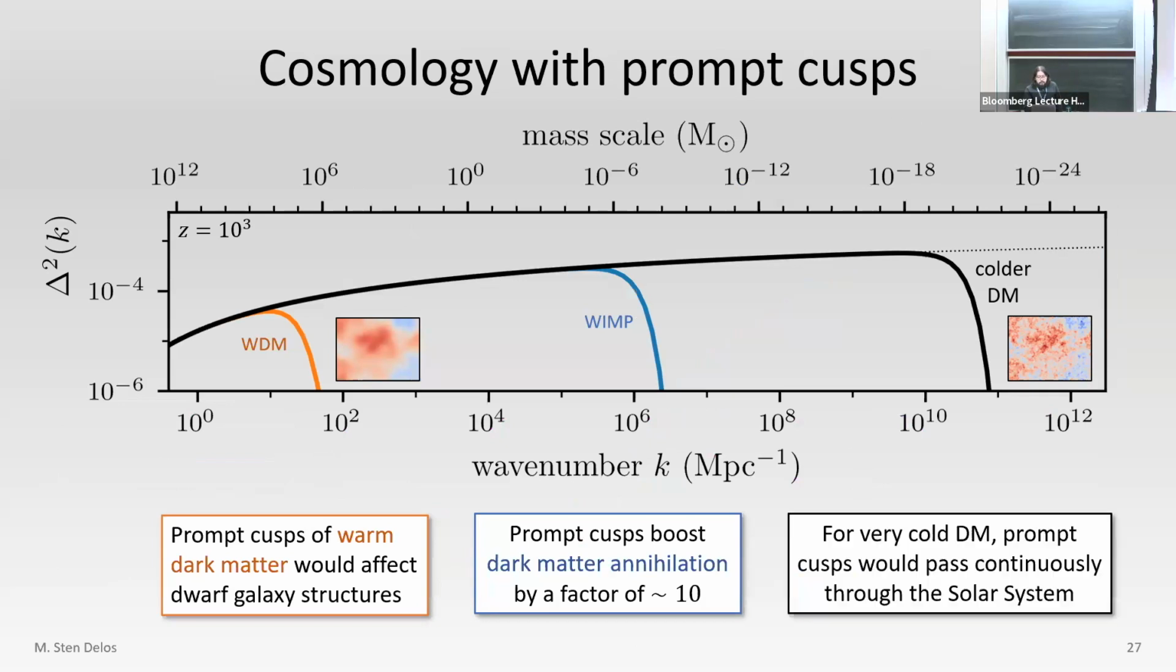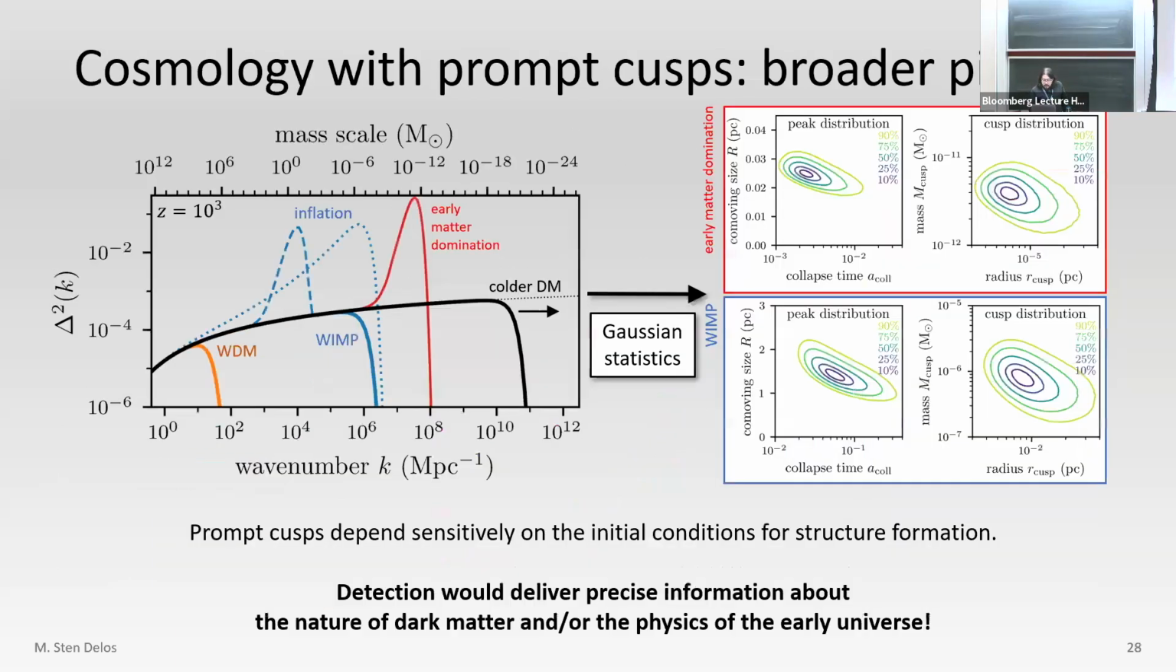Okay, just a really quick mention. You could even think about really cold dark matter. In this case, because the prompt cusps survive locally, they should be passing continuously through the solar system. So I don't think there are immediate prospects for detecting that, but in principle, you could do a gravity experiment to detect those and to try to probe really cold particle dark matter.